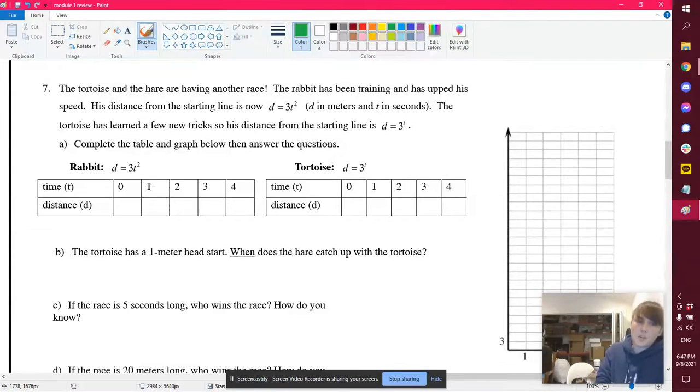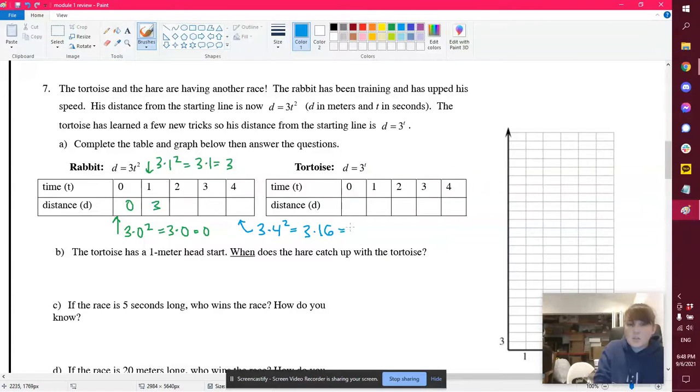So, the first thing we're going to do, completing the table means plugging in these numbers to this equation. This is like when we were completing the table for the first one, right? So this is 3 times 0 squared. We do the 0 squared first, and then do the multiplication. So 3 times 0 becomes 0. This is 3 times 1 squared, which is 3 times 1, which is 3. This is, for instance, 3 times 4 squared, which is 3 times 16, which is 48.